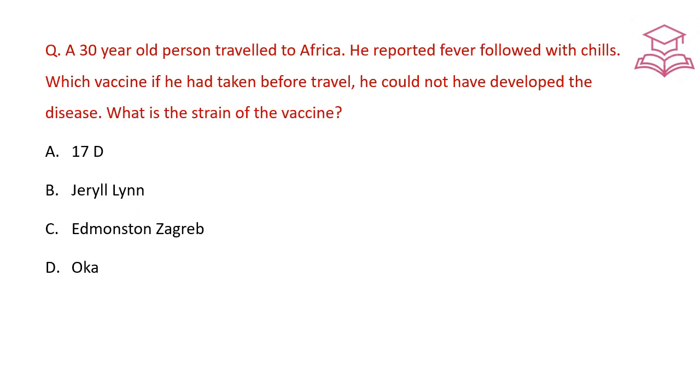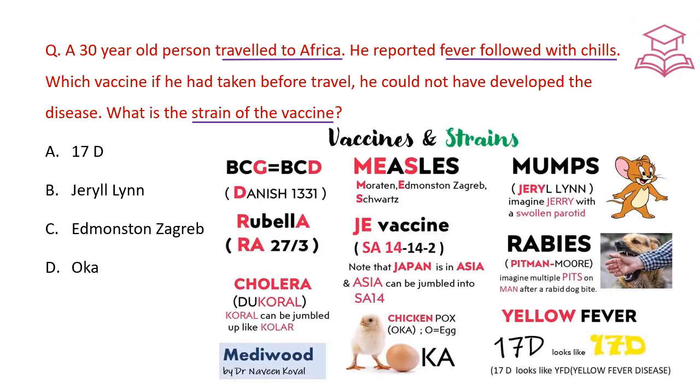A 30-year-old person traveled to Africa. He reported fever followed with chills. Which vaccine, if he had taken before travel, he could not have developed the disease? What is the strain of the vaccine? The person traveled to Africa and had fever followed with chills. So the disease can be yellow fever, and we have to know the strain of the vaccine. So I have borrowed this picture of vaccines and its strains from Dr. Naveen Koval.